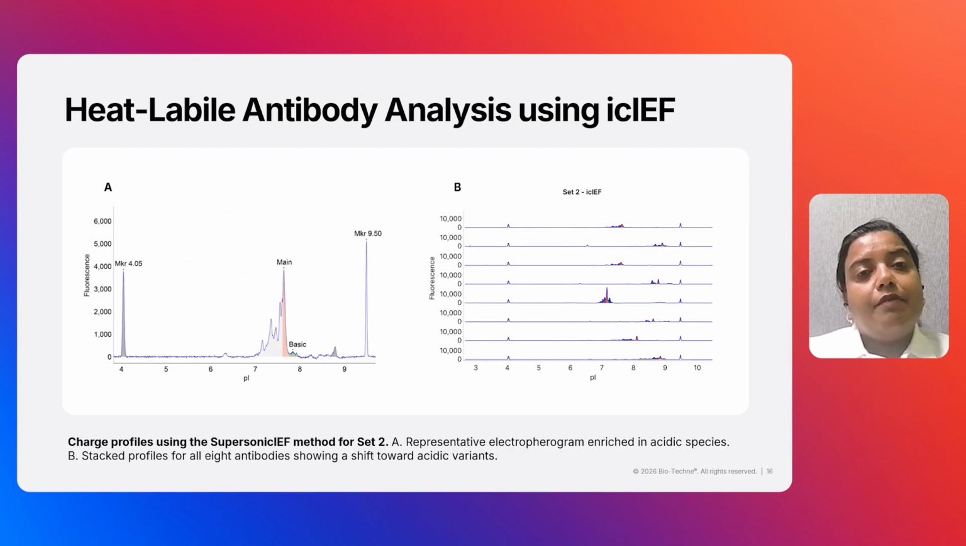When these heat labile samples were analyzed on iCIEF, this set of heat labile samples was characterized by an abundance of acidic and basic species. As you can see in the figure on your left and the figure on your right, there is an increase in the acidic peaks, which is likely attributed to the sample degradation spurred by the exposure to heat.